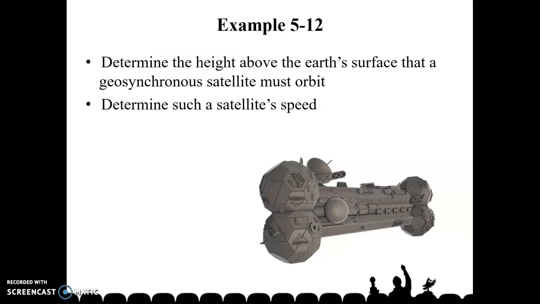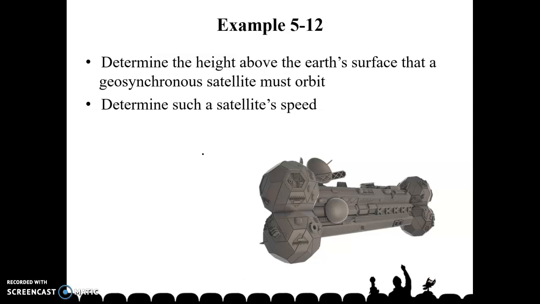Okay, so we're going to continue our Chapter 5 discussion here. We're looking at satellites. So this involves circular rotation and gravitation. So in the problem statement here, we want to determine how high above the Earth's surface a geosynchronous orbit satellite must orbit, and then determine satellite speed.